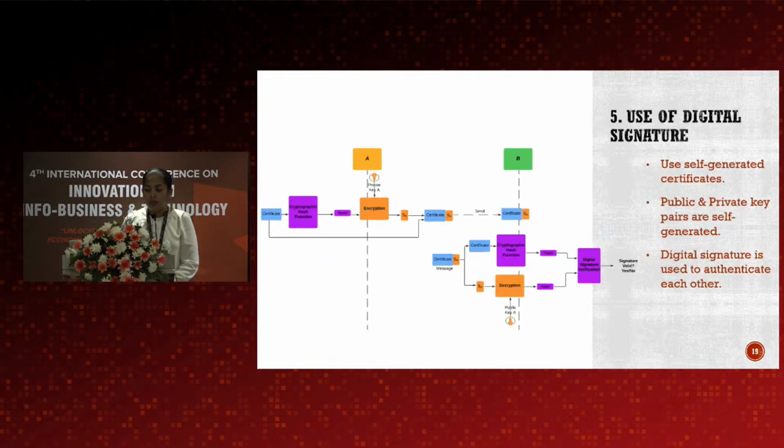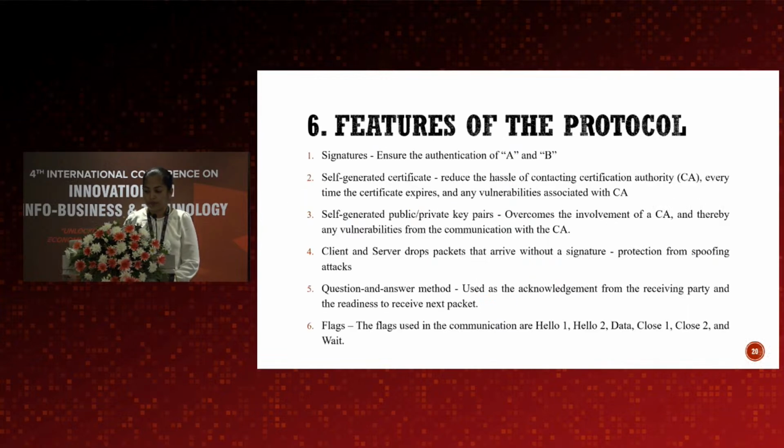In ATLP, we are using digital signatures. So A and B, both parties have their self-generated certificates and public-private key pairs, and the certificates are signed using the private key of each party. So we use these digital signatures to authenticate each other during the communication.